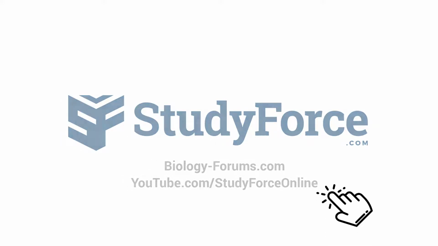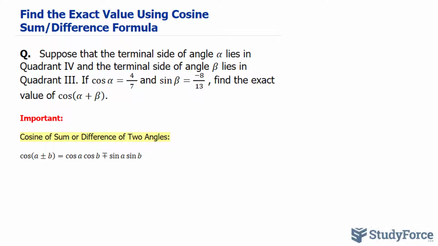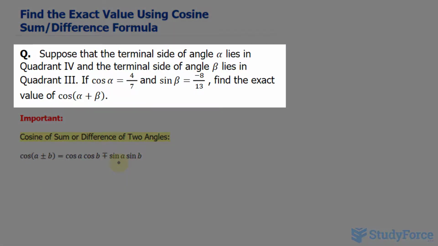In this lesson, I'll show you how to find the exact value using the cosine sum difference formula, and that's shown right here. The question reads, suppose that the terminal side of angle alpha lies in quadrant 4 and the terminal side of angle beta lies in quadrant 3. If cosine alpha is equal to 4 over 7 and sine beta is equal to negative 8 over 13, find the exact value of cosine alpha plus beta.